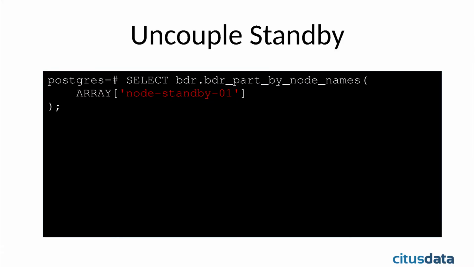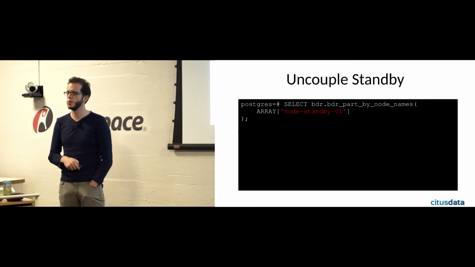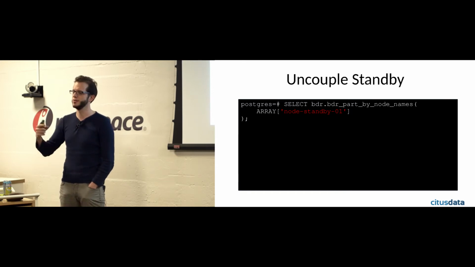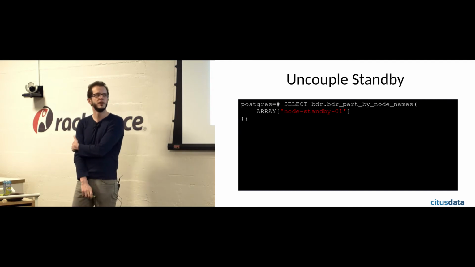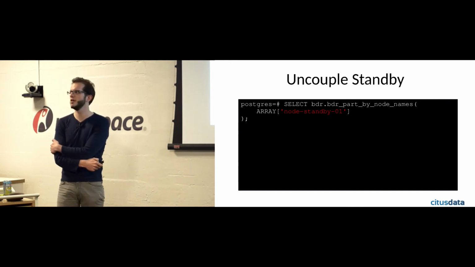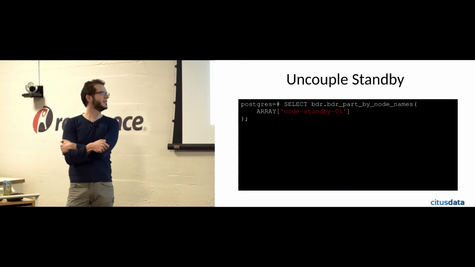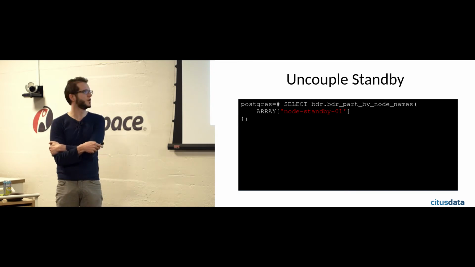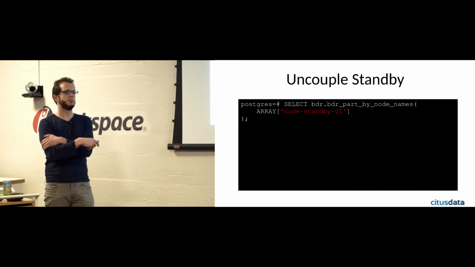So that's, I think, the most important part of how to work with this. And one last really important thing, what if things go really, really bad and your primary is down? You obviously don't want your standby to continue trying to connect to that primary. You have to tell it, oh, I don't want to receive changes anymore. And there's this somewhat oddly named BDR part by node names. And you can pass it the name we configured earlier. And that makes it independent of the primary.